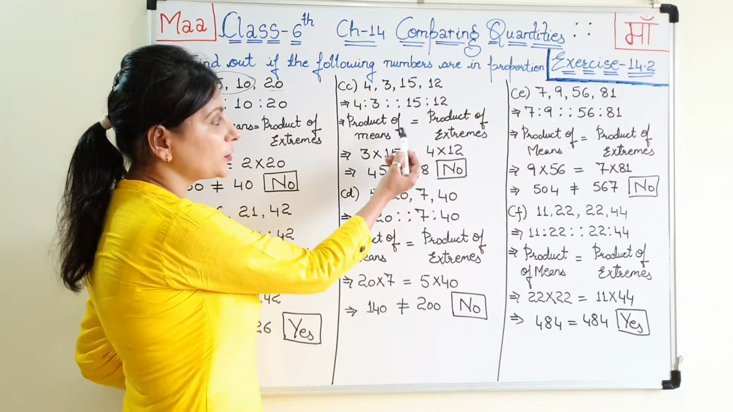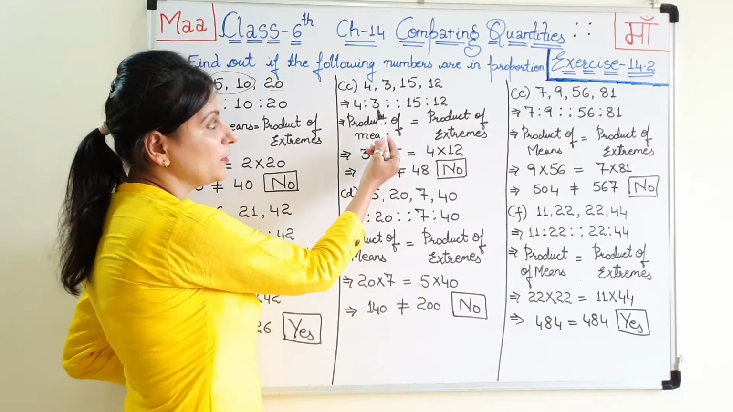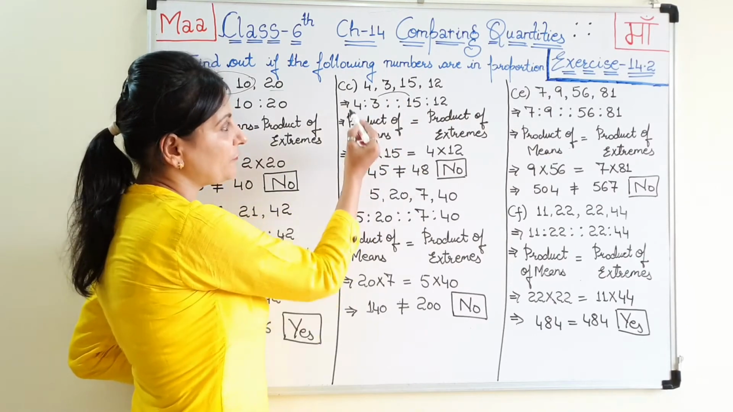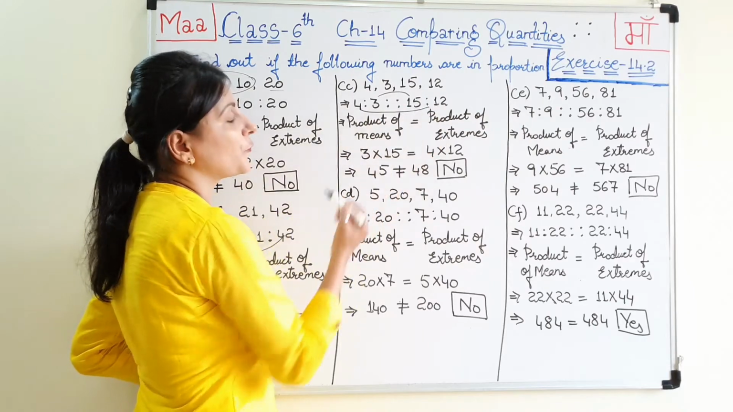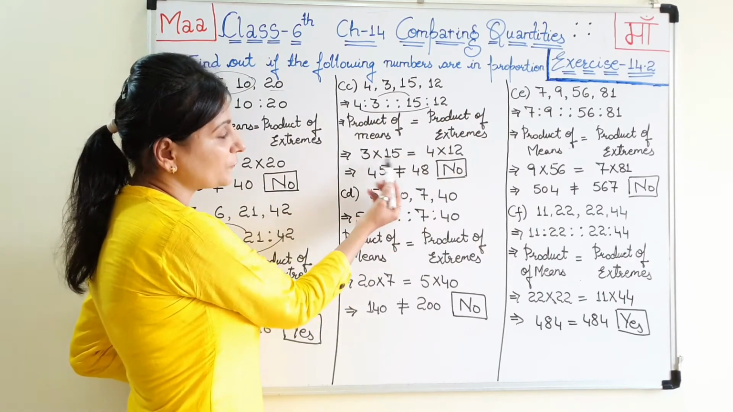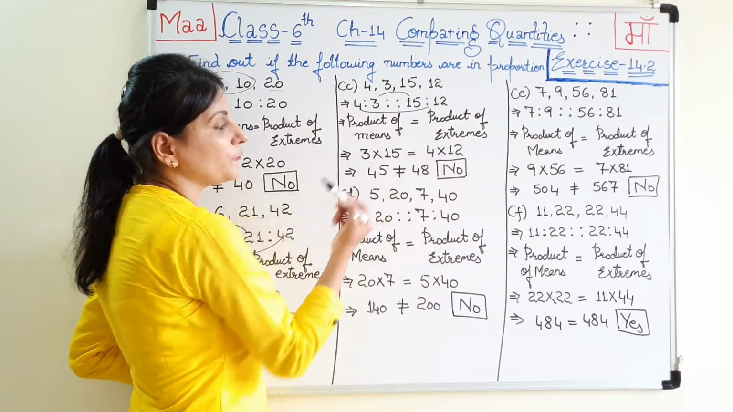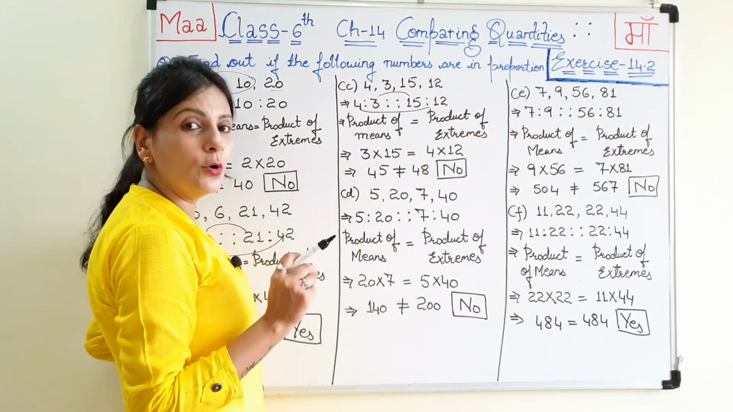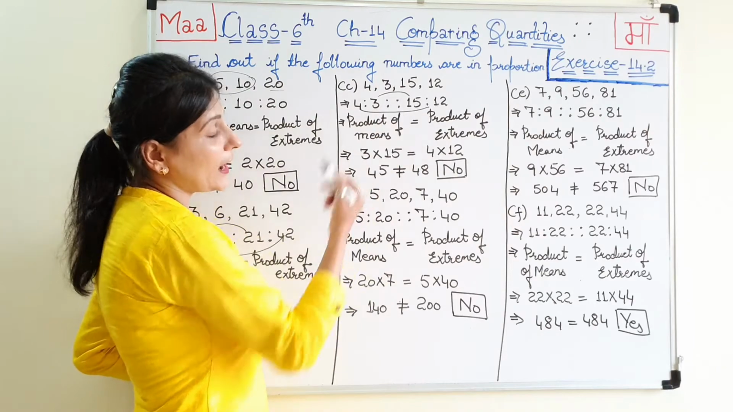Now again, product of means and product of extremes. So means 3 and 15 will be multiplied, 3 multiplied by 15, and extremes 4 and 12 will be multiplied. So 15 into 3 is 45 and 12 into 4 is equal to 48. That means left hand side is not equal to right hand side. So they are not in proportion.